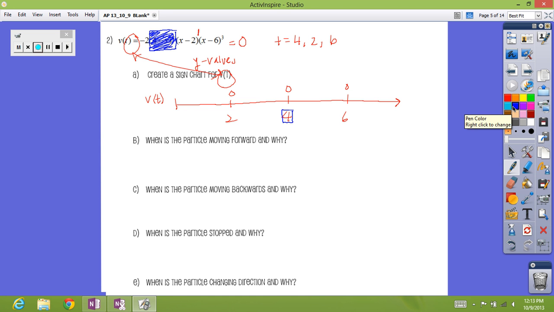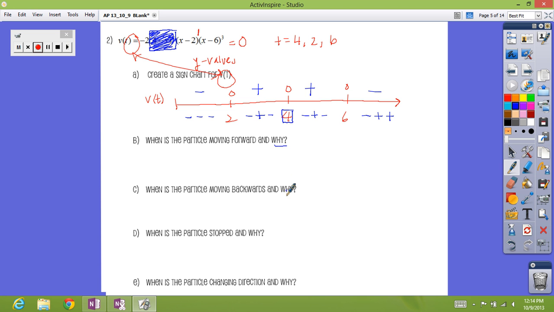So going through, I'm going to pick 1 right here. I'm just going to write out the sign. So negative 2, that would be negative. 1 minus 2 is negative, and then 1 minus 6 is negative, so this would be negative. 3, the negative 2 is still negative. 3 minus 2 is positive. 3 minus 6 is negative, so this is positive. 5, negative 2 is still negative. 5 minus 2 is positive. 5 minus 6 is negative, so this is still positive. Notice that's positive, positive. And then at the end, a million, negative 2 is still negative. A million minus 2 would be positive. A million minus 6 would be positive. Therefore, this is negative.